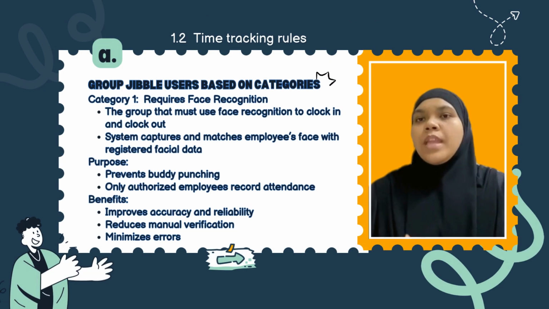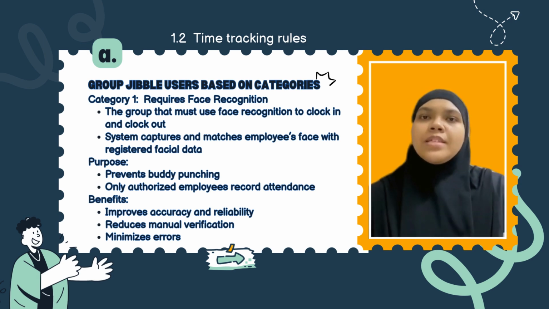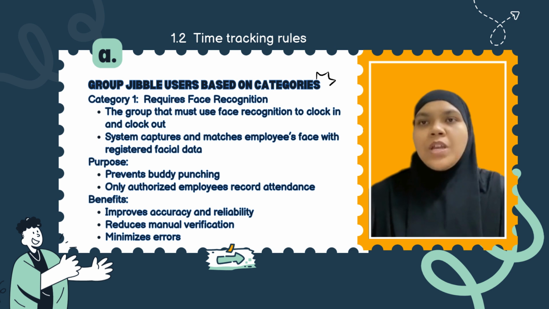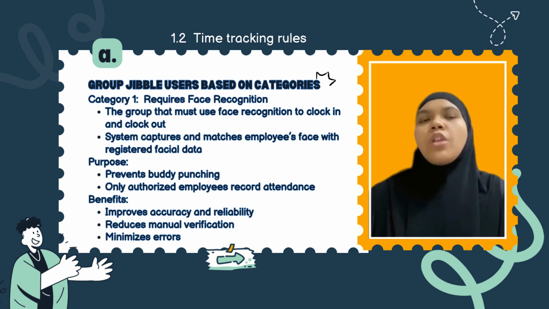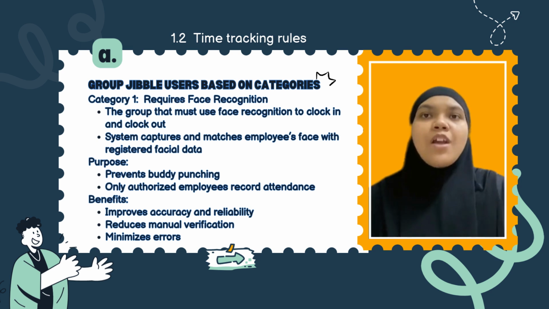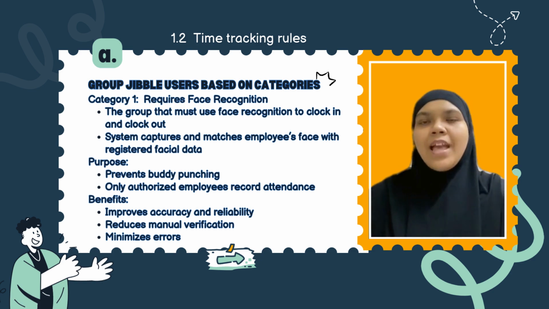Category 1, which goes with the name HRM664 group, is the rule that requires face recognition. This feature requires employees in this group to verify their identity using facial recognition when they clock in or clock out. The system checks the employee's face before recording their attendance. This rule is applied to prevent buddy punching and attendance fraud. For the admin, this makes attendance records more accurate, reduces manual checking, and helps ensure fair payroll calculations.